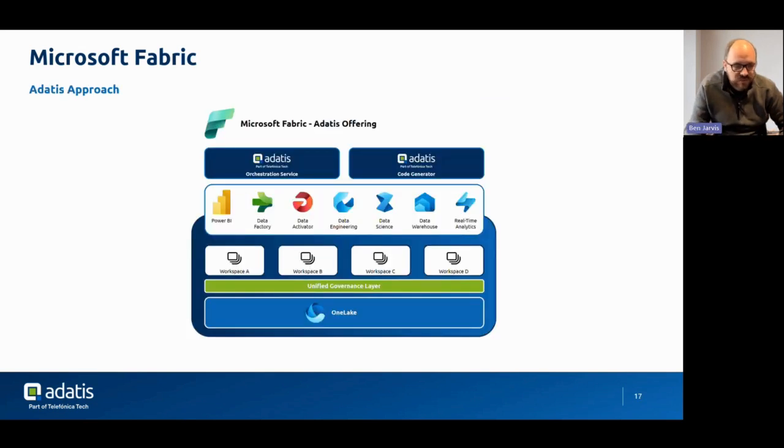In terms of our approach at Adatus to Fabric, we take the underlying tools that Microsoft is providing in the platform, and then we're applying accelerators that we've developed on top of that to make the process as quick and easy as possible to get that environment stood up in Fabric with the right best practices applied, and allow developers to start delivering value as quickly as possible using standardized patterns to do that.